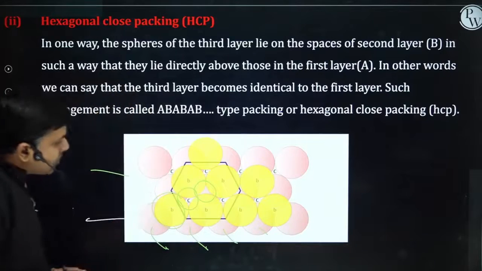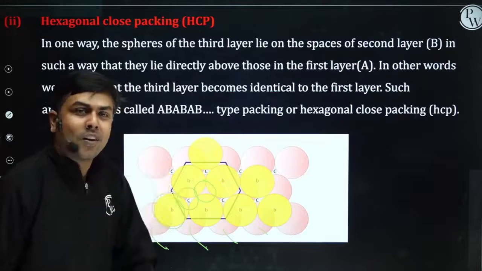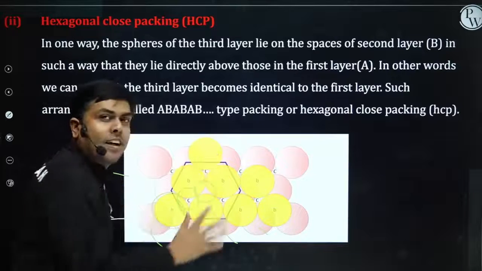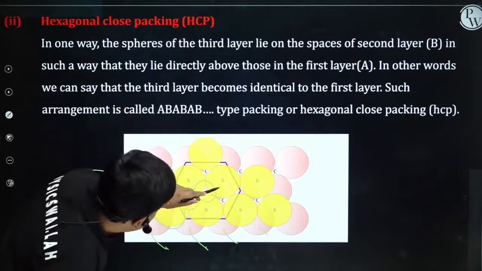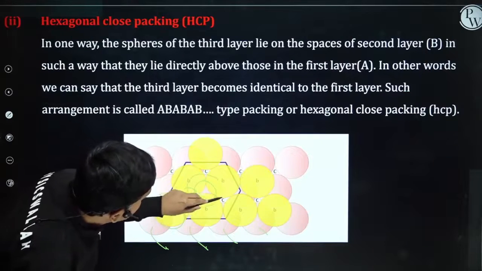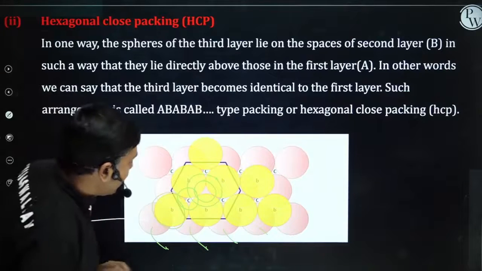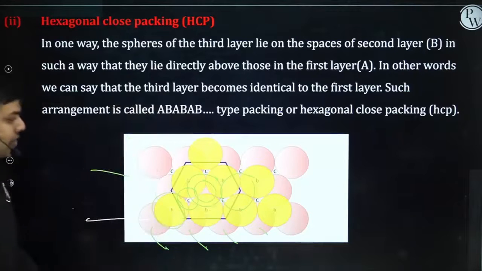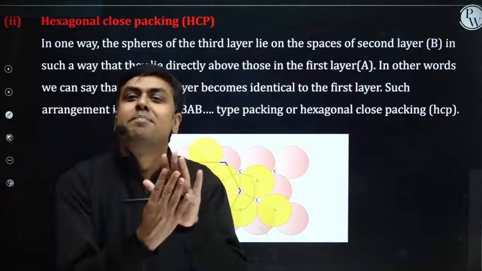But right now, simply focus on this pink type of void. Now, what I have to do, I have to place the third layer on this pink type of void. If I place the third layer on this pink type of void, basically I am going to place the sphere here. And if you cover all the pink type of voids, you will see the first layer and the third layer exactly match.